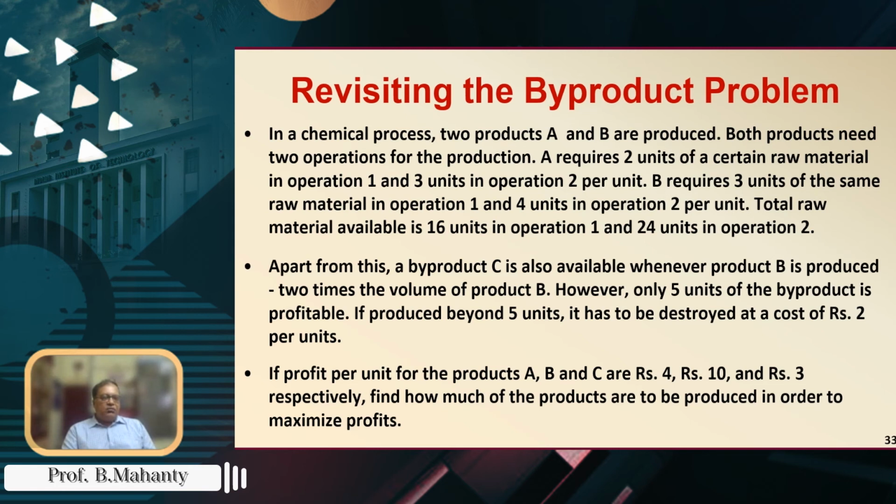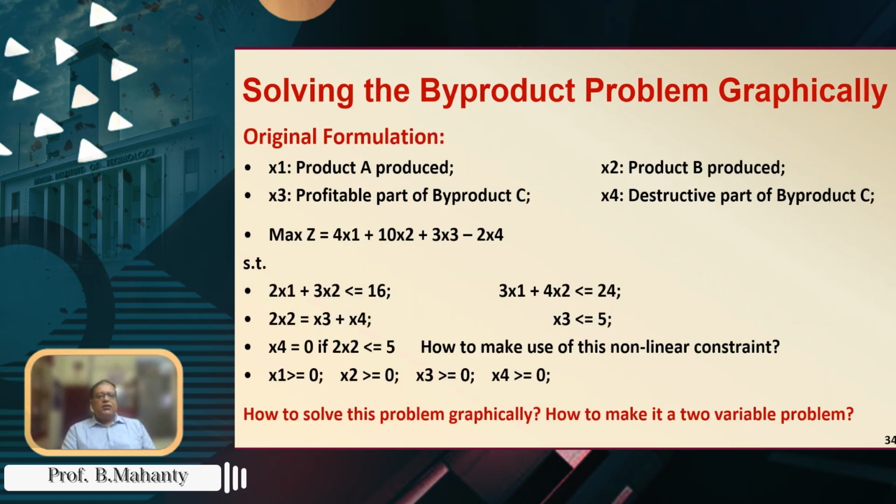So we are trying to solve this problem graphically. Profit coefficients are 4, 10, and 3 for A, B, and C, and we have to solve it for maximization of profits. So here, we have the 4 different variables.